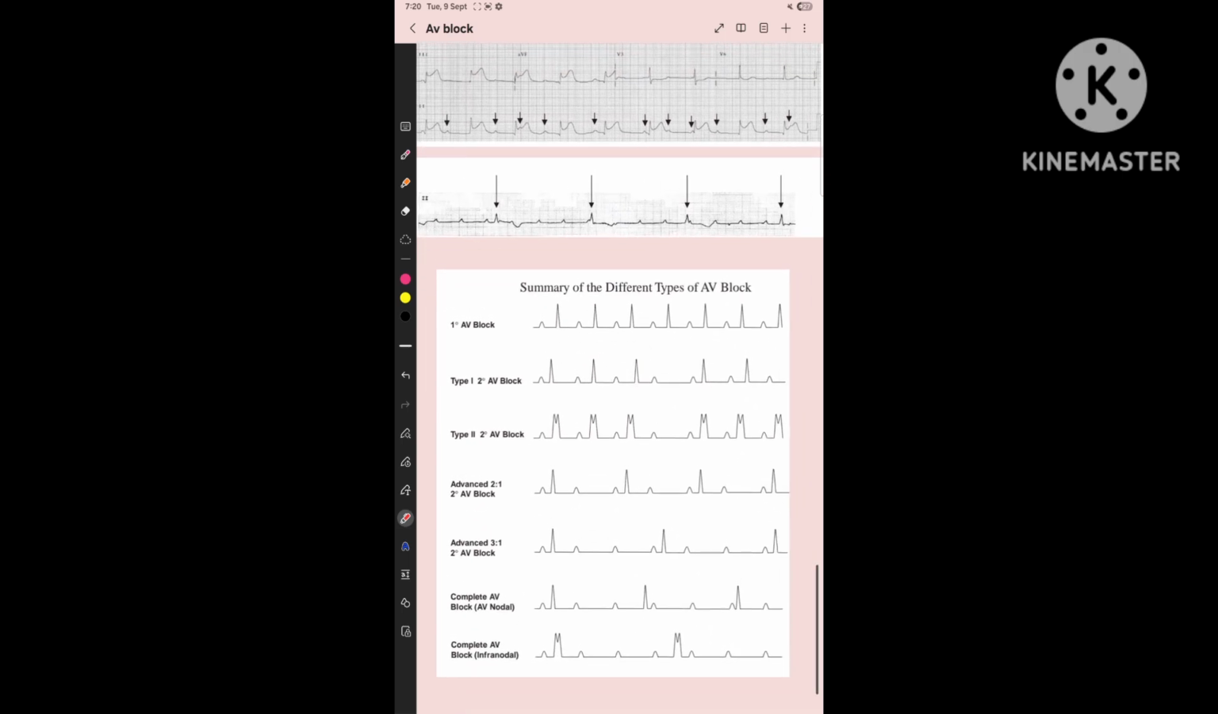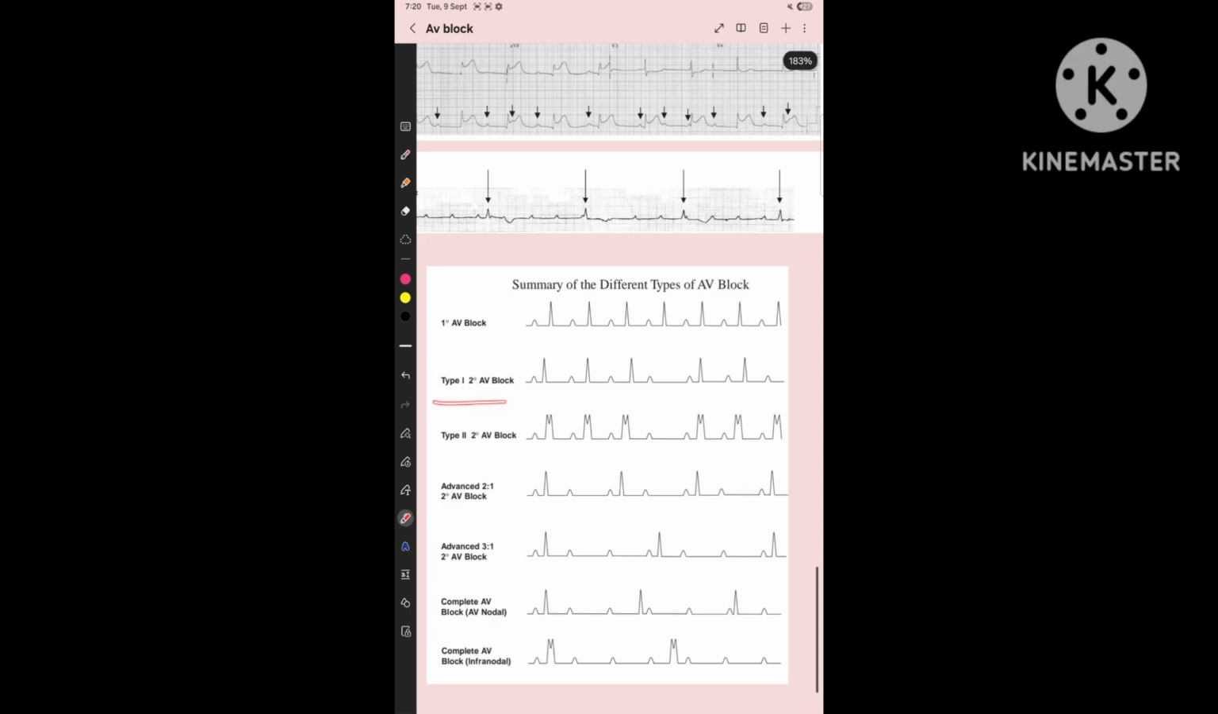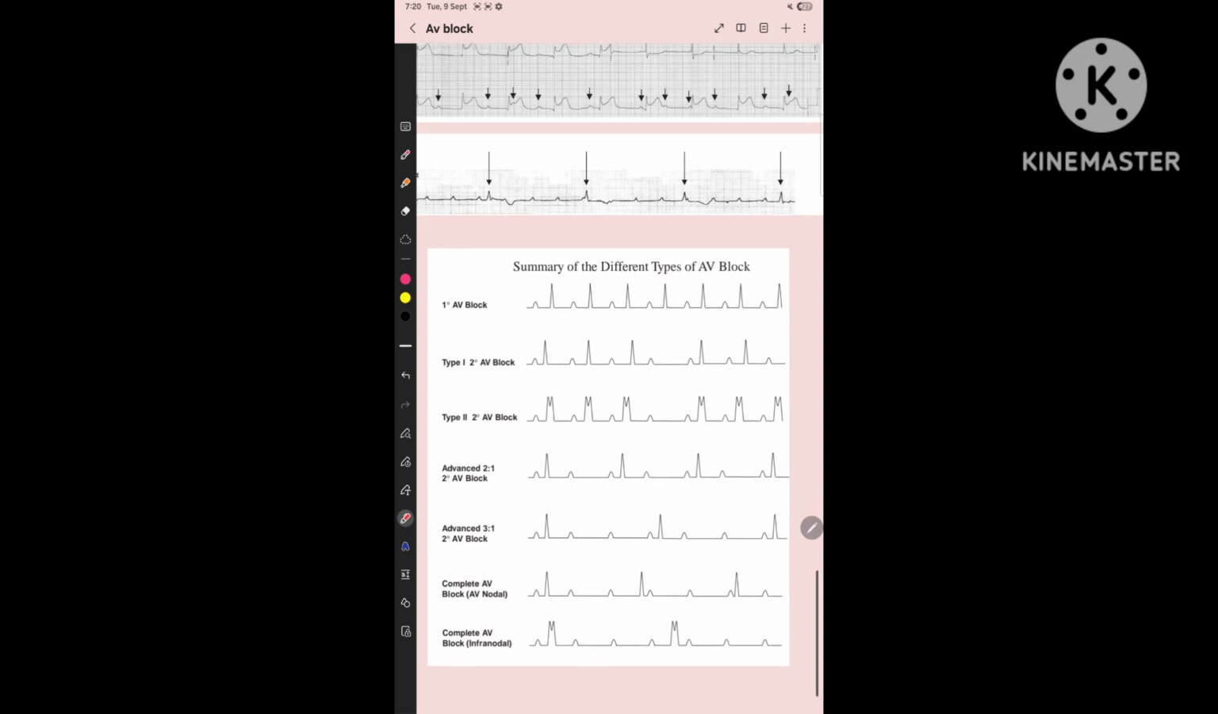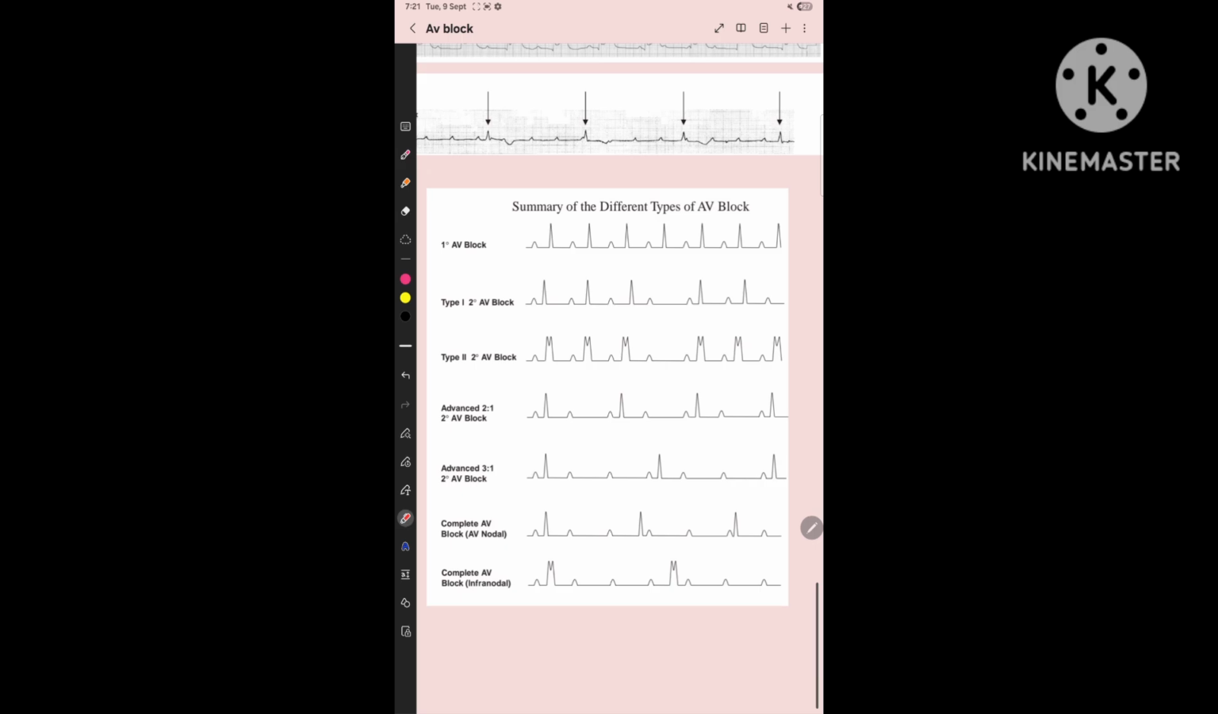So now come to the summary. In first degree, there will be constant elongation of the PR interval, but no P wave will be missed. In type 1 second degree, there will be gradual prolongation of the PR interval, and then a P wave will be missed. We can check the PR interval before and after; they will not be the same. We see group beating in this, we see variable RR, and the QRS complexes are narrow. In type 2 second degree, the PR interval will be constant, but suddenly a P will be missed. The PR interval before and after will be the same, and the QRS complexes will more likely be broad because the patient already has some bundle branch block.